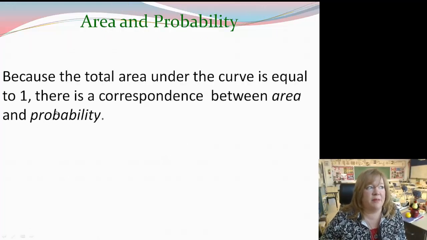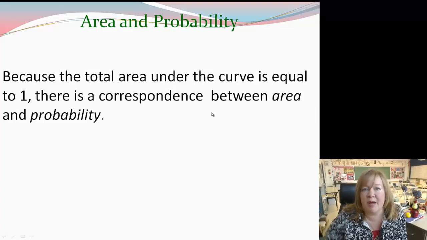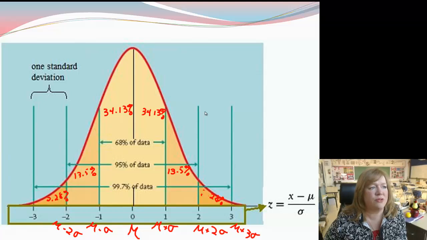Area and probability, because the total area under the curve is equal to 1. How much is it equal to? 1. Got to remember that. The total area is 1. There is a correspondence between area and probability. I want you to think of them together when they do this. It's kind of cool. So let's look at this one.